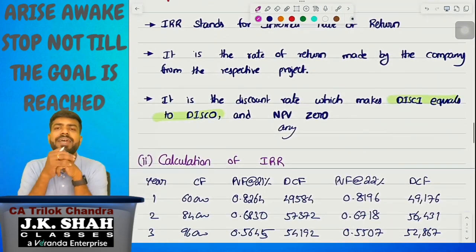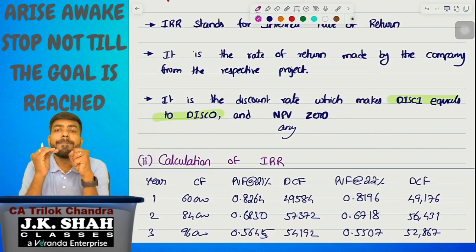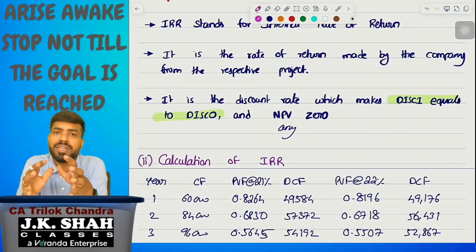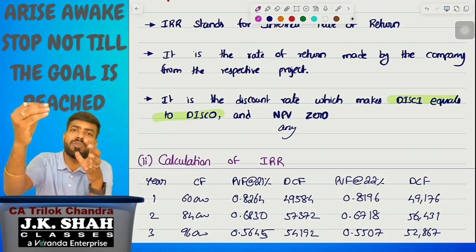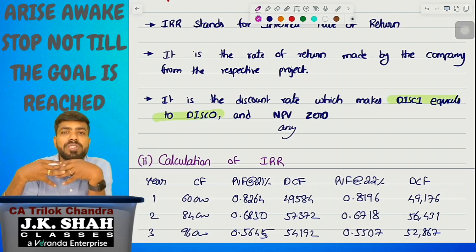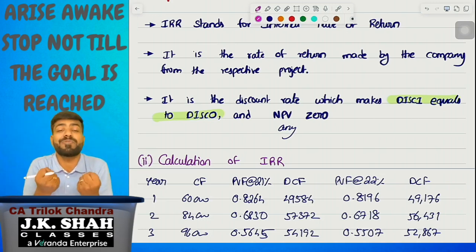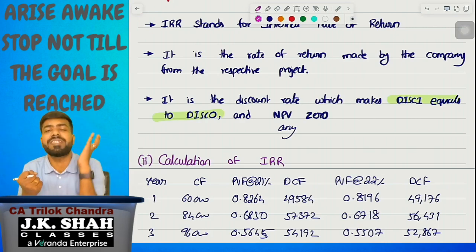So here the task is what? We need to calculate the return from the project. How much did we invest? 2,40,000. Beyond 2,40,000, whatever money we are making, that is the return from the project. That money I want to convert into a percentage.